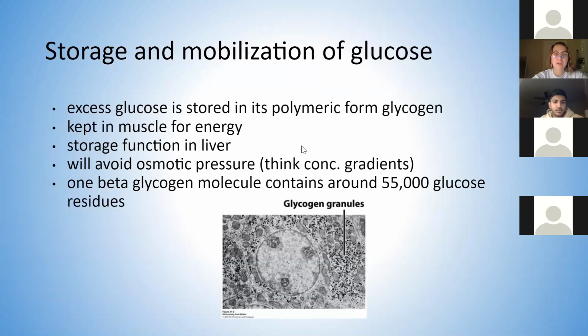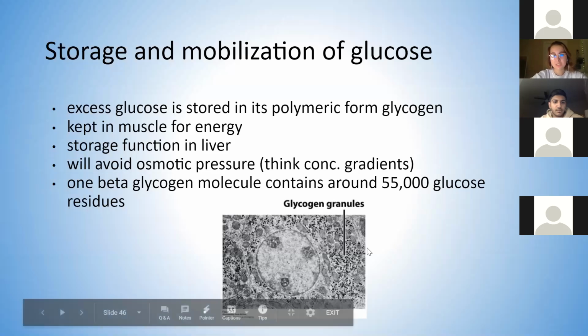In essence, it's a really great way to store glucose in our cells because it will avoid osmotic pressure. And what Dr. Xylee teaches us with regards to this is that say if we had 55,000 glucose residues per one molecule of beta glycogen that we have in a cell, we would have an insane amount of water rushing into the cell due to osmotic pressure, just trying to equilibrate that concentration there.